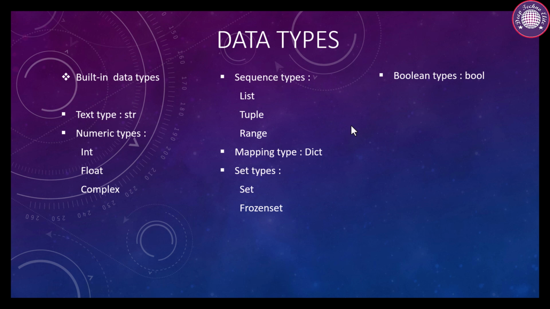Python has the next data type, which is binary types, which includes bytes, which is an immutable sequence of bytes, byte array, a mutable sequence of bytes, memory view, an object providing a view of the internal bytes of another object.